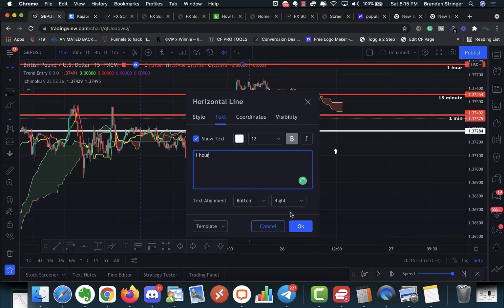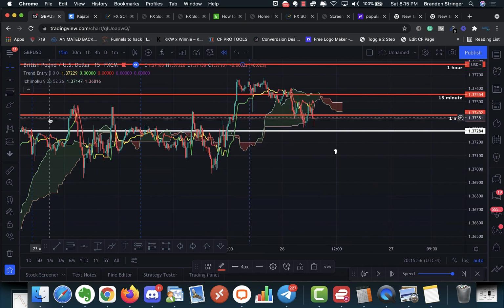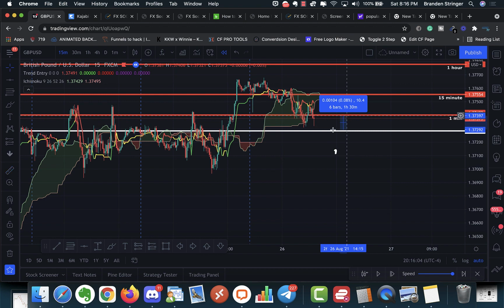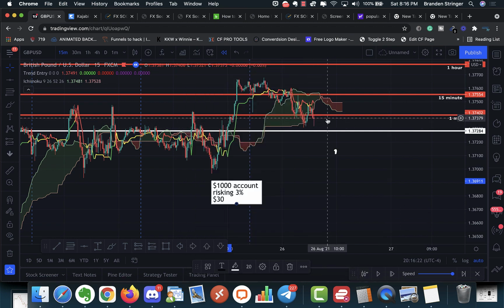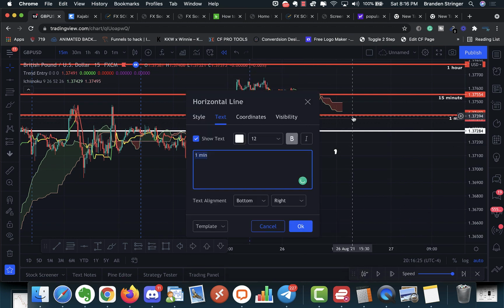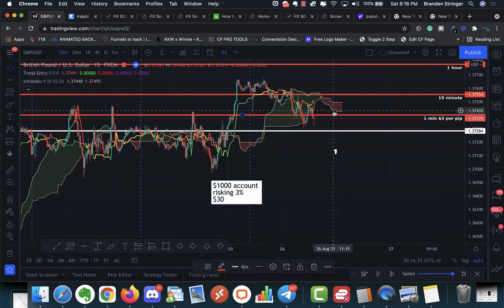Now, if y'all looked at my risk management video, it doesn't matter what your stop loss is. The only thing your stop loss affects is your lot size. So, for example, when we enter this trade with a 10 pip stop loss, and we had a $1,000 account risking 3%, that means no matter what our stop loss is, we only need to lose $30. So with a 10 pip stop loss, we could do $3 per pip, because if we lost 10 pips, that's $30 lost.